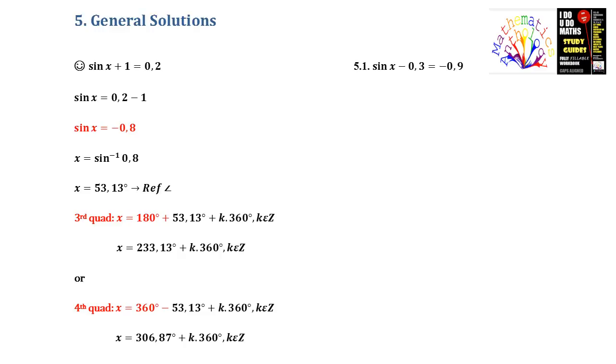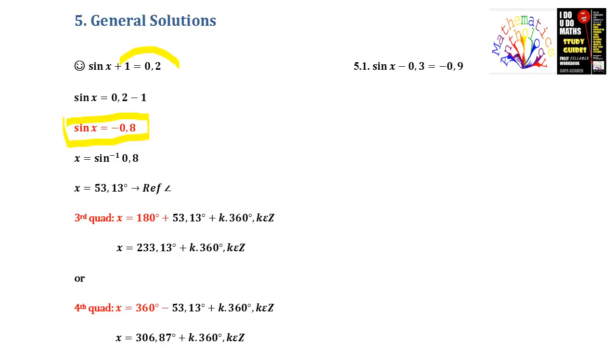Let's look at general solutions now. We're given sin x + 1 = 0,2. So in general solutions, you need to solve for x. So sin x = 0,2 − 1. We take our constants over. So we end up with sin x = −0,8.